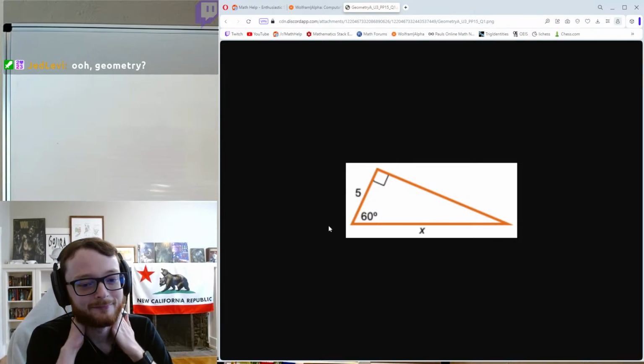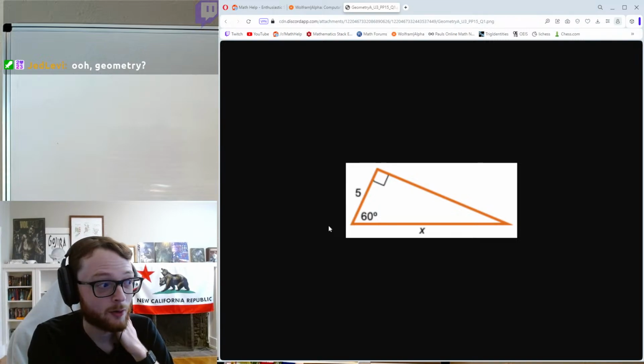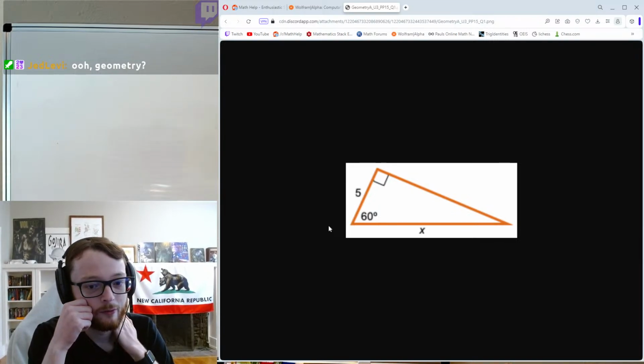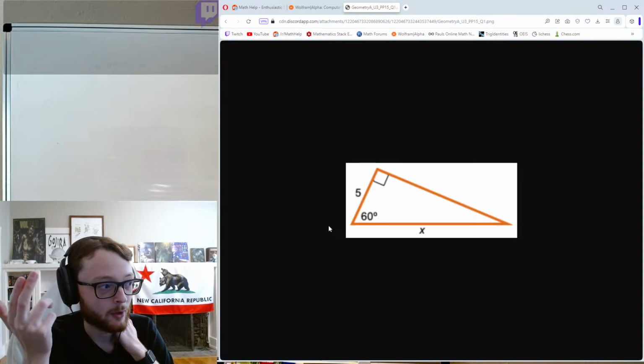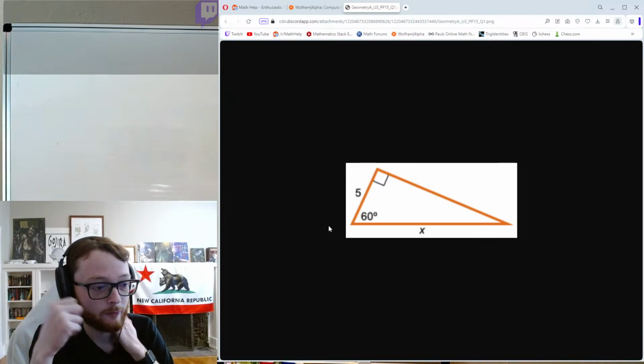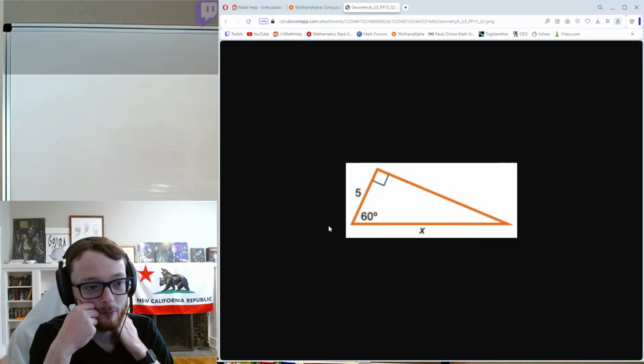So this one we have an angle, its adjacent side, and we want the hypotenuse. So here we need to remember that cosine is adjacent over hypotenuse, and we're going to want to use a cosine here, basically.